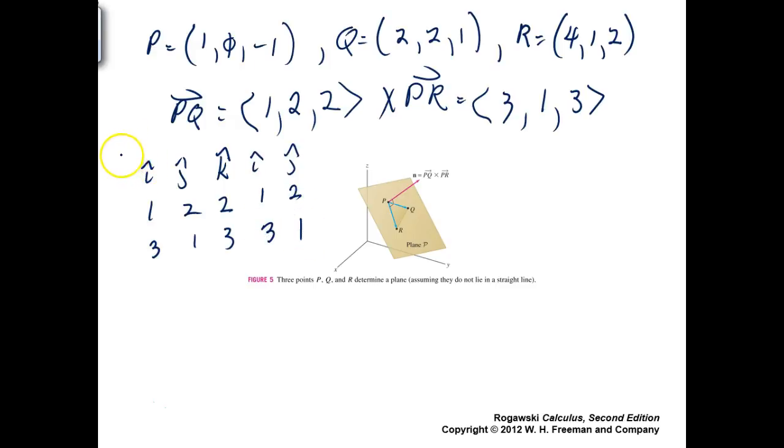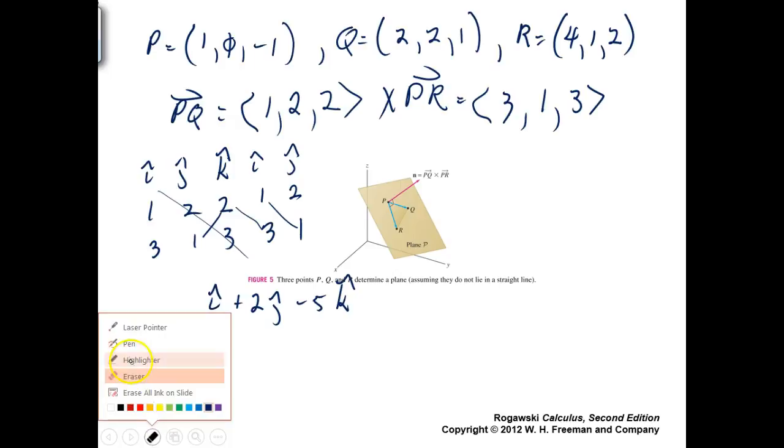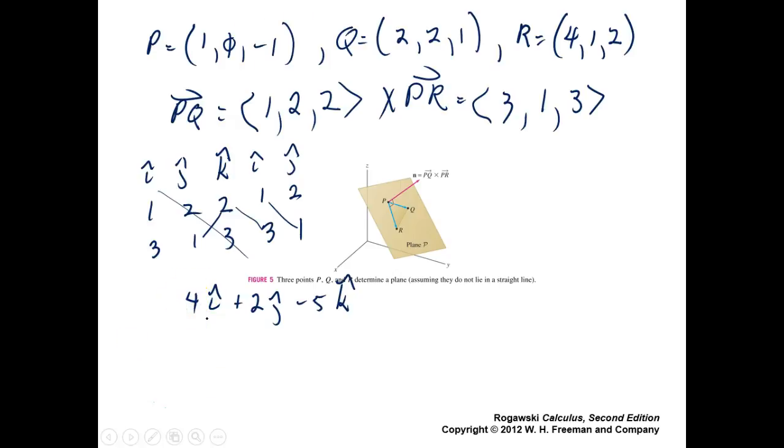Okay? Let's do the I's. The I's have it. 6 minus 2, I. Let's do the J's. 6 minus 4, plus 2J, right? And do the K's. 1 minus 6 is minus 5K. Did y'all do that okay? Was I going too fast? Did everybody see how I did that?